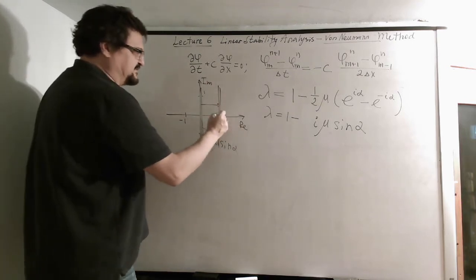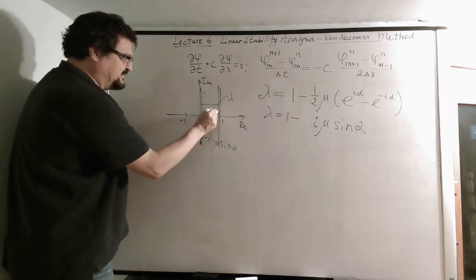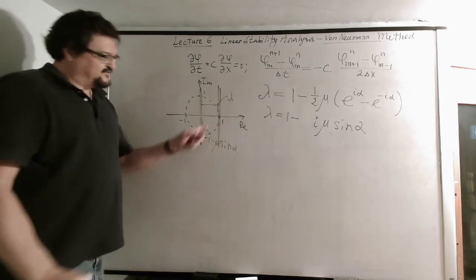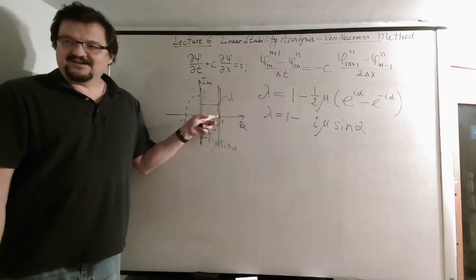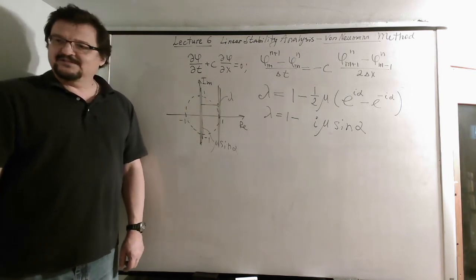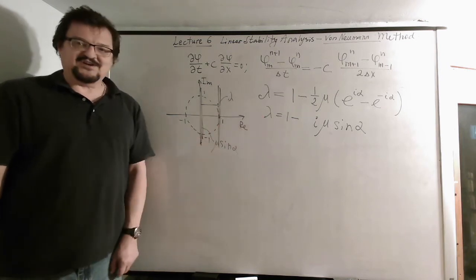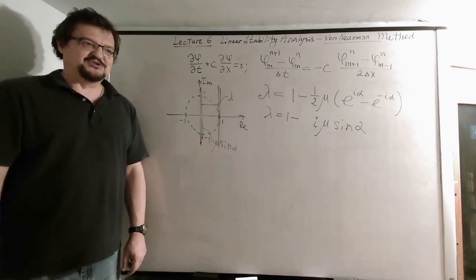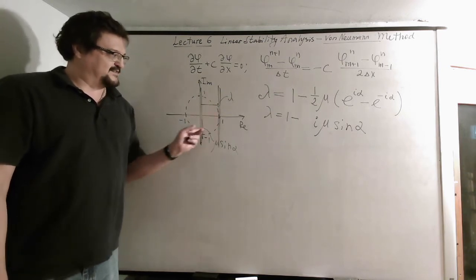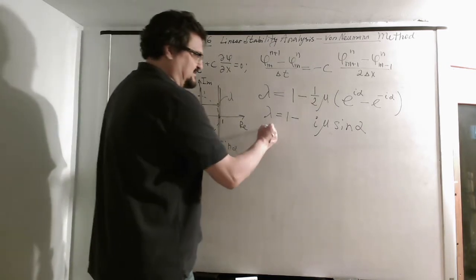This is our function, so this is our lambda. But our lambda should be within the circle for stability. But it's right outside it, or just touching it here. You see, it's outside the circle. It means that there is no such lambda whose amplitude is smaller than 1. You see, it's outside of this circle where amplitude is smaller than 1, which means that this scheme is unstable.